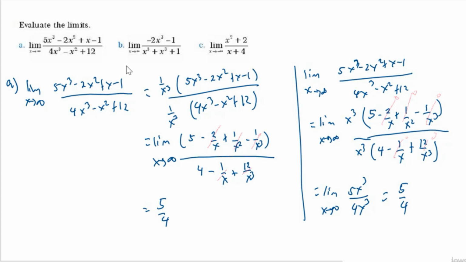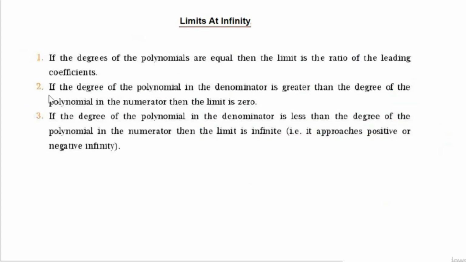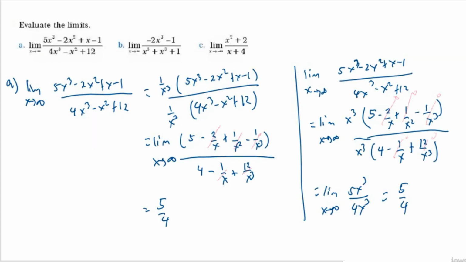Now for letter B, we have the limit of negative 2x cubed minus 1 all over x to the fifth power plus x cubed plus 1 as x approaches positive infinity. In this case, the degree of the numerator is less than the degree of the denominator. Let's take a look at this property. It says that if the degree of the polynomial in the denominator is greater than the degree of the polynomial in the numerator, then the limit is 0. So is our answer 0 in letter B? We will see.